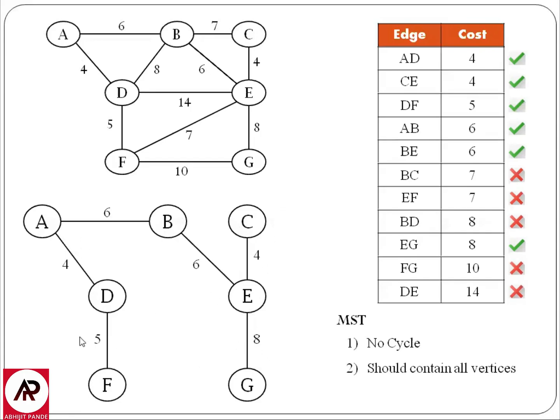Now the cost associated with the minimum spanning tree is the total of all the weights associated with the edges. Here the weight is 5 plus 4 plus 6 plus 6 plus 4 plus 8. The total sum is 33. That is the cost of this minimum spanning tree using the Kruskal algorithm. Let us now discuss the Kruskal algorithm for the minimum spanning tree.